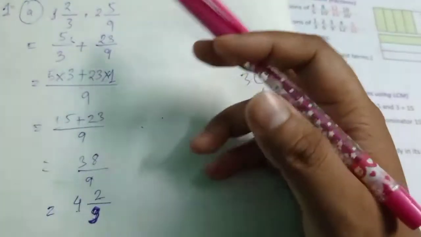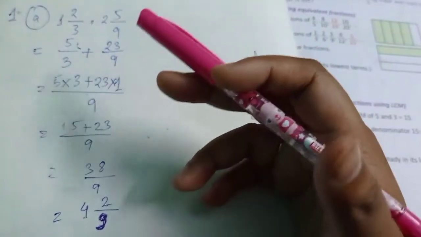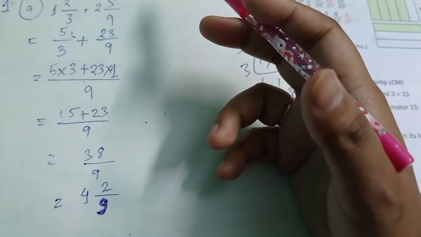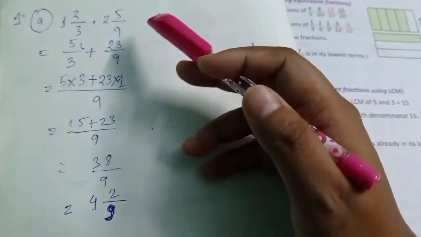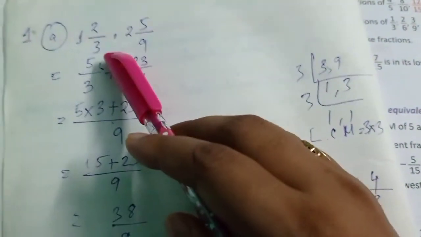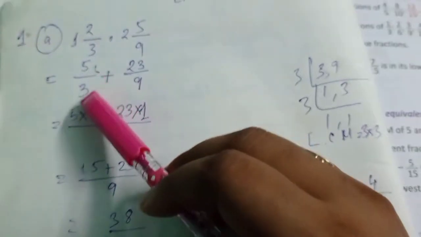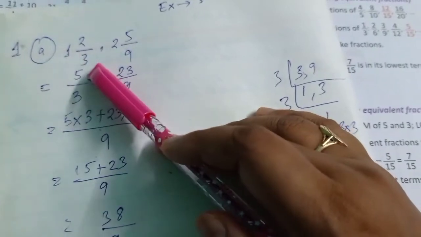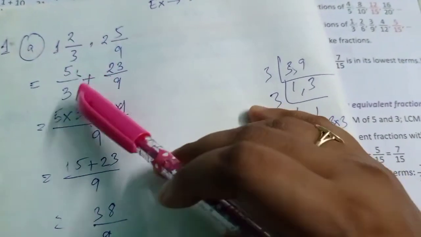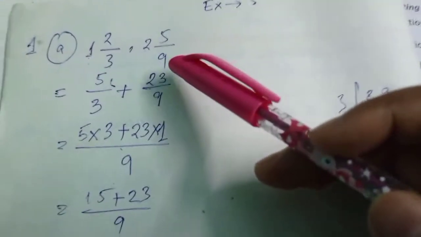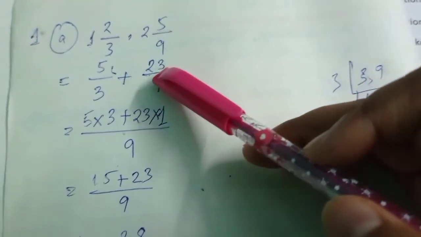You can use, if you want, the method which I have taught in the earlier section, that way also you can do, your choice. I feel this one is easy, because when you go to higher classes you will use this one. First you need to convert this one into an improper fraction, because this is a mixed number. The denominator used to be the same, 3 it will be. 1 3 is a 3, 3 plus 2 is 5, so 5 by 3. Plus 2 into 9, first multiply then add, right? 2 into 9 is 18, 18 plus 5 is 23, 23 by 9.